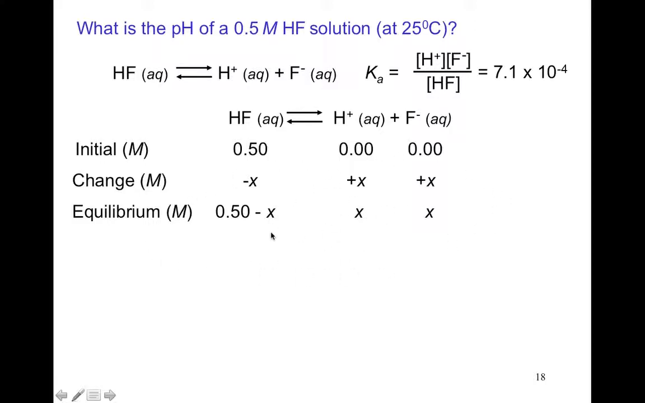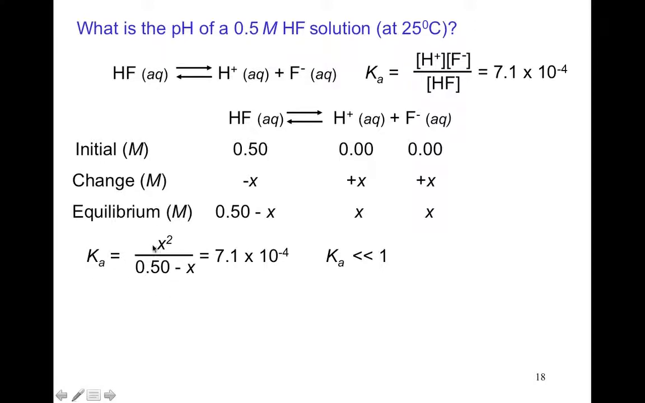So if you didn't get it last chapter, you'll have another opportunity to get it this chapter. So we set up our Ka with an x squared and a 0.5 minus x, which is just our products right here over our reactants right here, and we set it equal to K, which we got from the text. And now we solve for x using, again, the quadratic equation. So, oh boy, here we go.